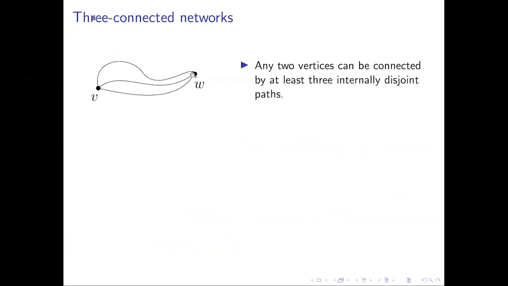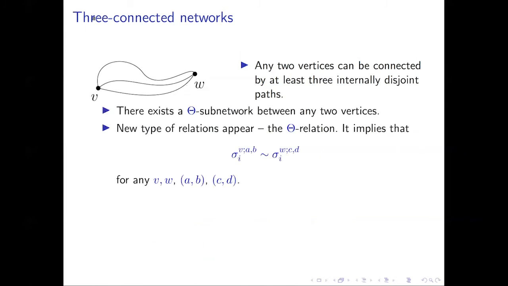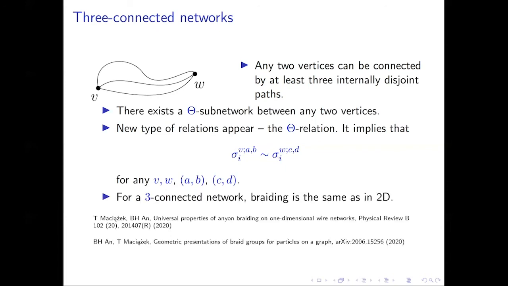But now if we assume that our network is highly connected, so three connected, and there are three paths between any pair of vertices, then they form a so-called theta subnetwork, and there are some new relations, which I will skip. But the point is that now all simple braids are identified with each other thanks to these relations. So for a three connected network, the braiding is always the same as in 2D.